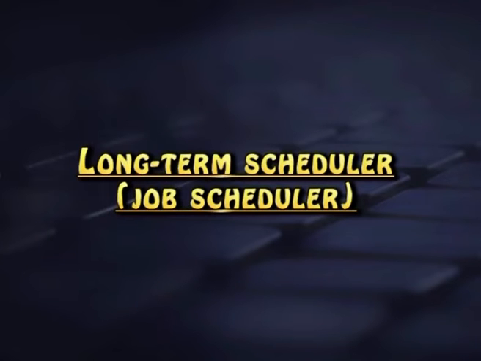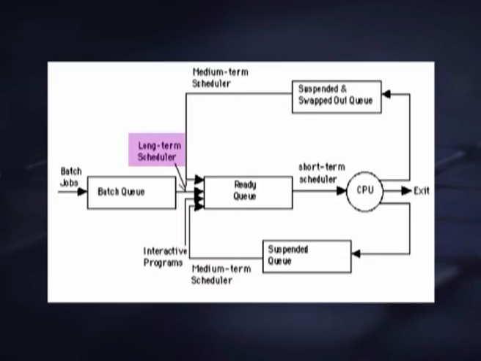Second is long term scheduler, also known as job scheduler. It selects which processes should be brought into the ready queue from the job queue. When some process terminates, only then is the long term scheduler invoked to bring a new process into the ready queue.